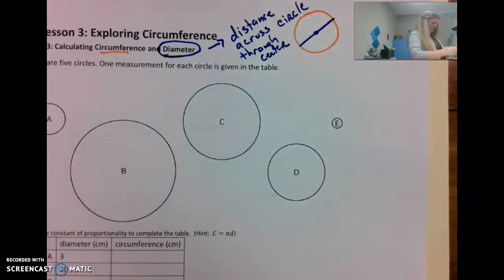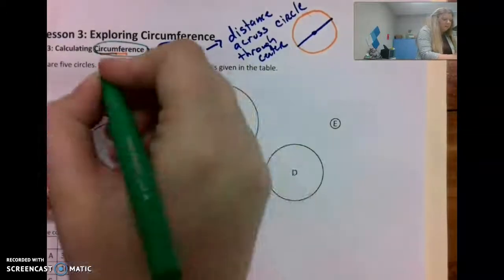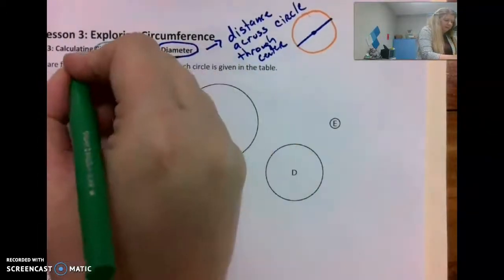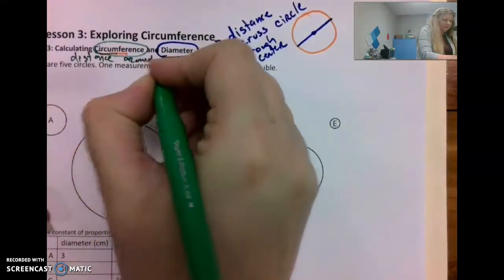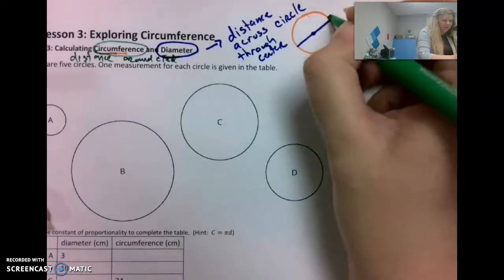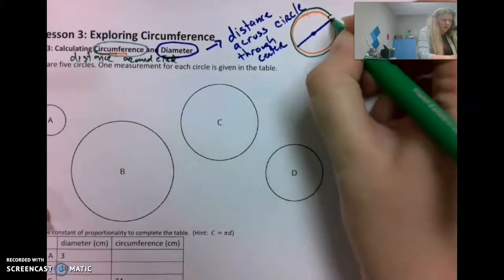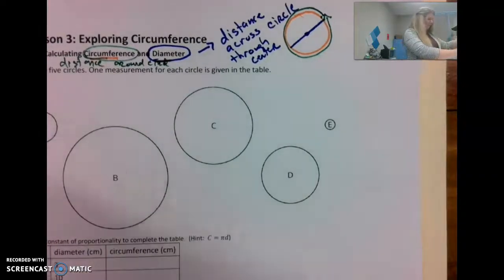And the circumference is the distance around the circle. So if I were to measure all the way around the circle, that gives me the circumference.